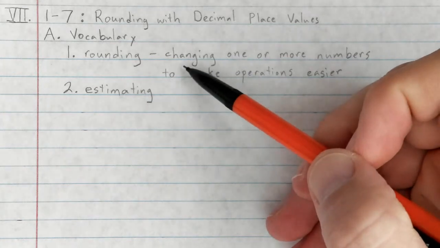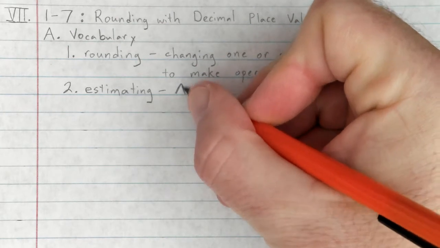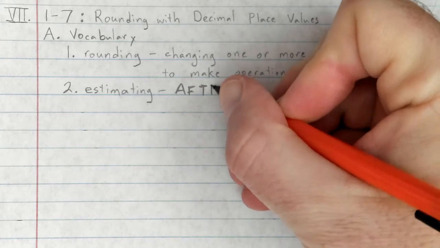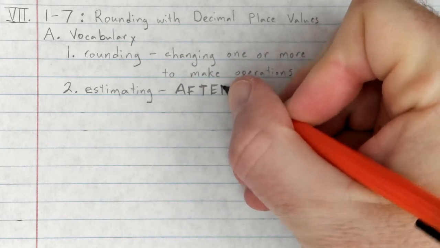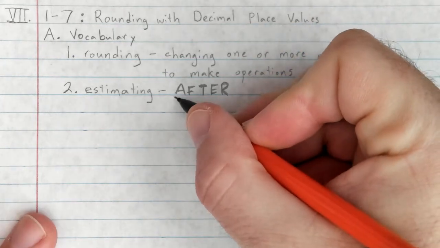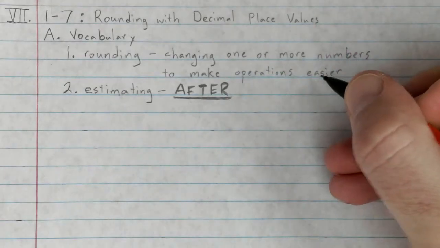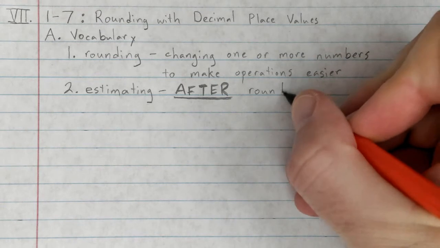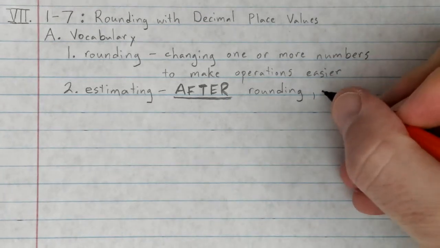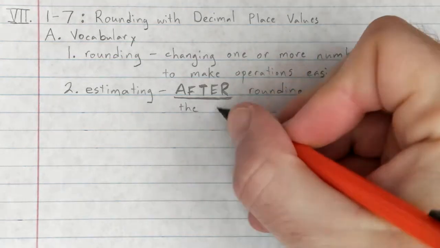Estimating builds on this. Estimating can only happen after, we're going to make that nice and bold and hopefully very, very clear, after rounding. And I'll show you what I mean by this in a few minutes. After rounding, perform the operation, whatever the operation is.